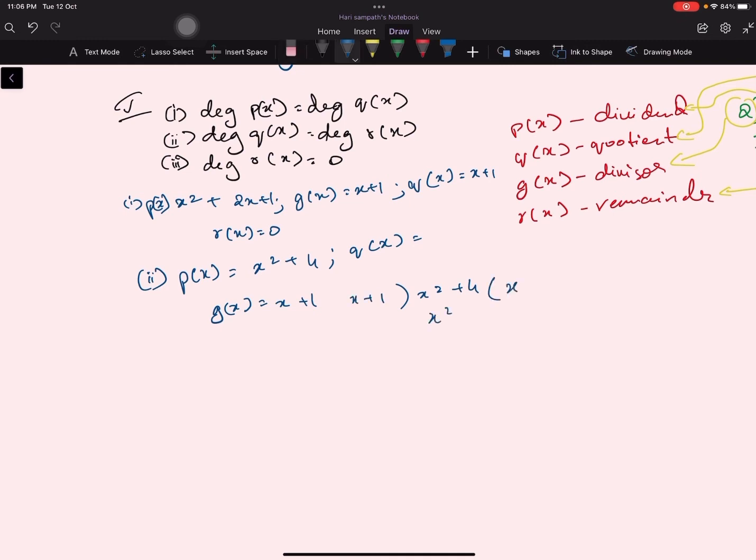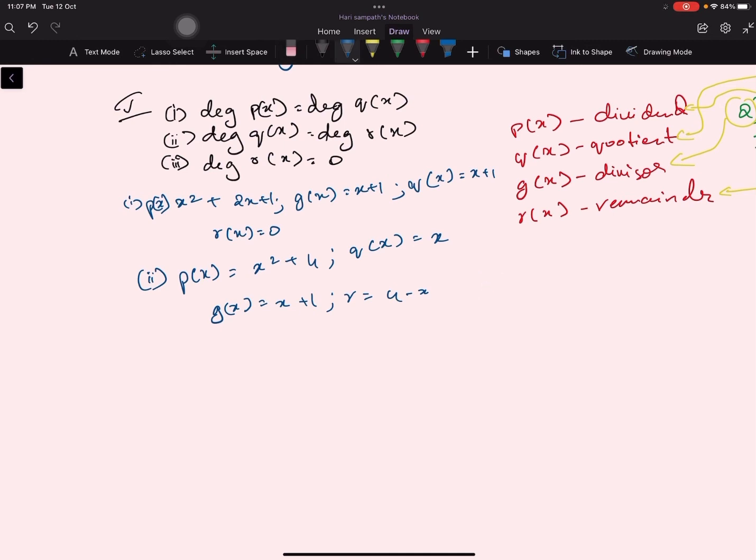X square plus x. Subtract them. We get 4 minus x. So remainder will be 4 minus x. Quotient will be x. So as you can see, the quotient and the remainder have the same degree, that is 1. So moving on to the third one.